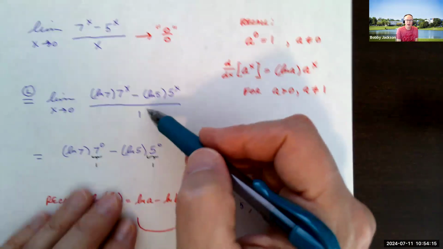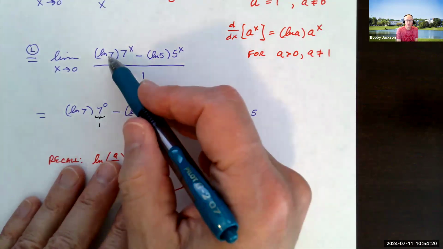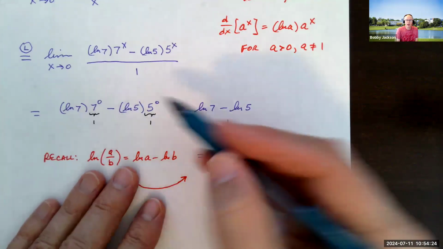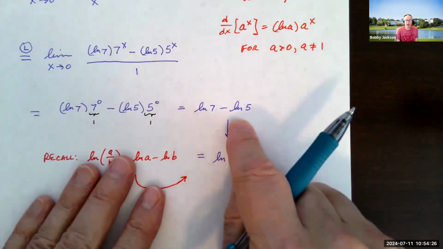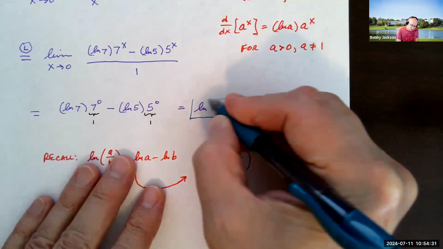So now notice I can plug in directly. Obviously, being over 1, it's just the numerator here. Plug in 0 here and here. 7 to the 0 is 1, 5 to the 0 is 1, and so I get the natural log of 7 minus the natural log of 5. And that's a fine answer. If you're doing the test for me, that's fine.